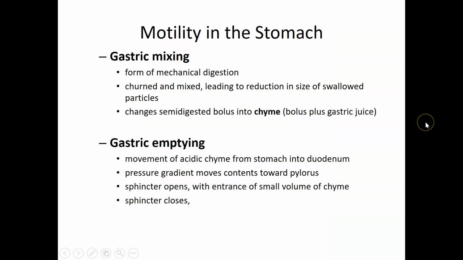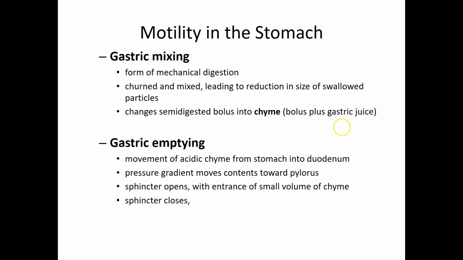A little bit about motility in the stomach. So how does stuff move through the stomach? So there's a couple things that are going on: gastric mixing and gastric emptying. Gastric mixing is actually more about mechanical digestion than motility. And this is the contraction of the muscularis layer, which continuously churns the contents of the stomach. And it makes a much more homogeneous substance called the chyme.